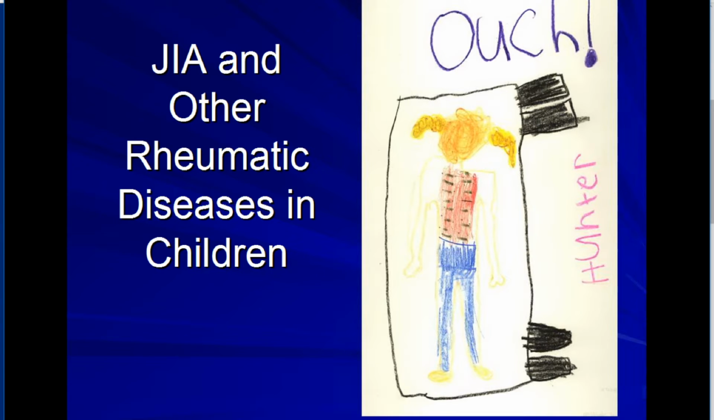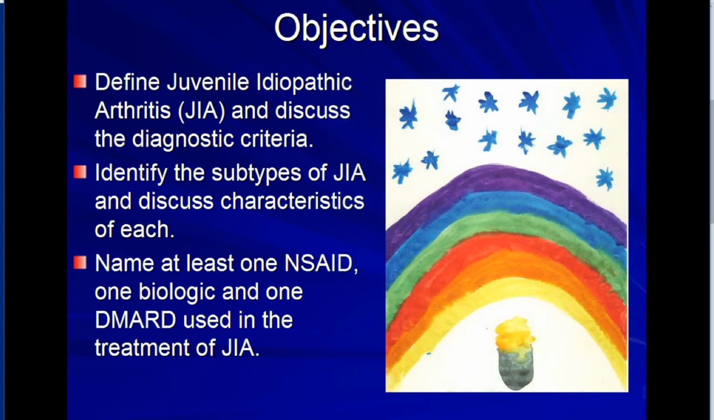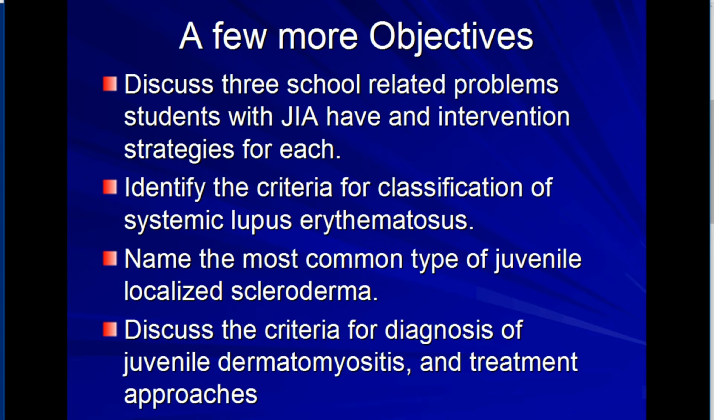We used to call this juvenile rheumatoid arthritis, but it's now juvenile idiopathic arthritis. And so we're going to try to define this condition and discuss the diagnostic criteria, look at the different subtypes, and then try to discuss at least one nonsteroidal anti-inflammatory, a biologic, and a disease-modifying anti-rheumatic drug used in the treatment. So this is basically a medical talk, all right? And we won't really do all of this stuff.